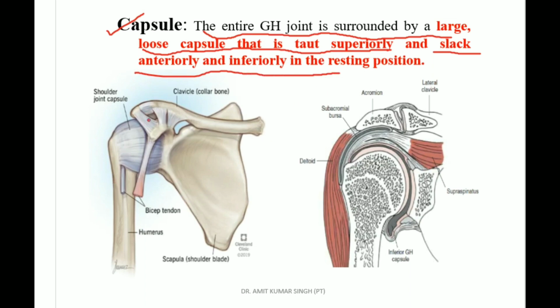If you see in this image, the capsule covers the shoulder complex, and it is a large capsule, but it is loose from which part? From the anterior part and inferior part, but it is tight or taut from the superior part. That's why it can prevent the superior dislocation of the shoulder joint.